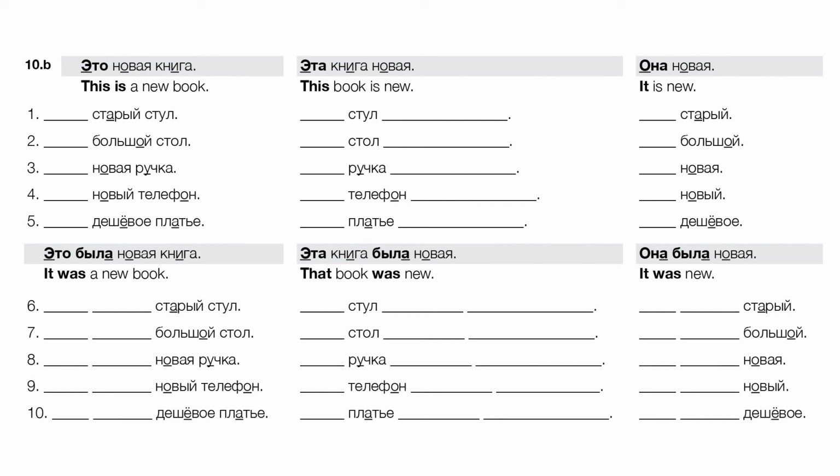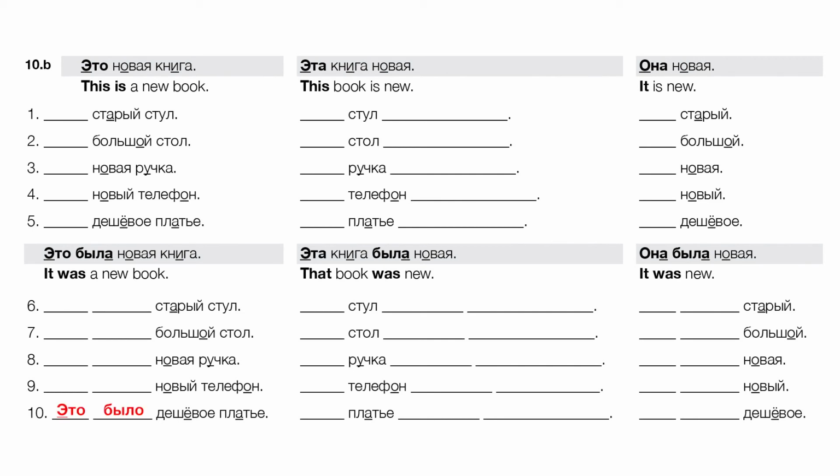9. It was a new telephone. Это был новый телефон. This telephone was new. Этот телефон был новый. It was new. Он был новый. 10. It was an inexpensive dress. Again. Это было дешевое платье. This dress was inexpensive.